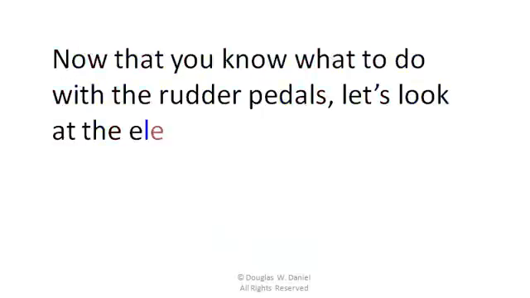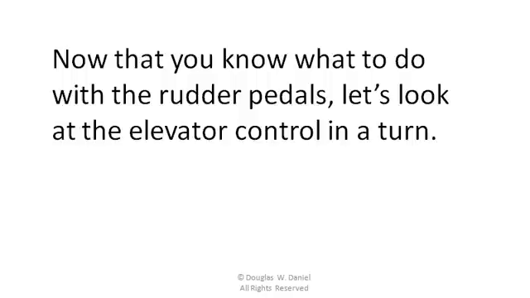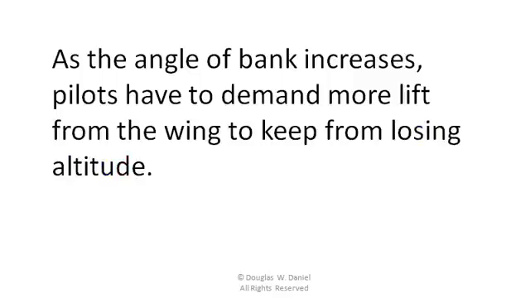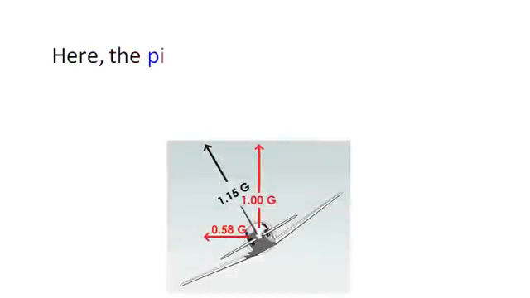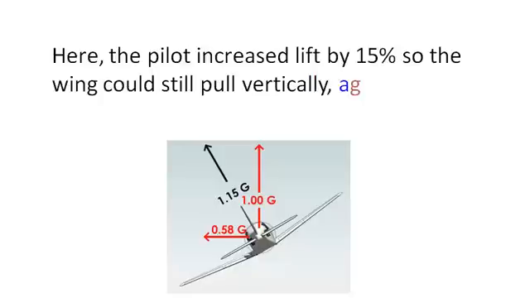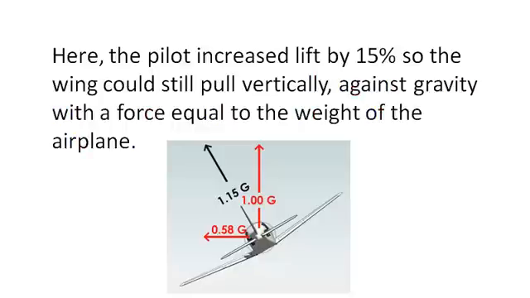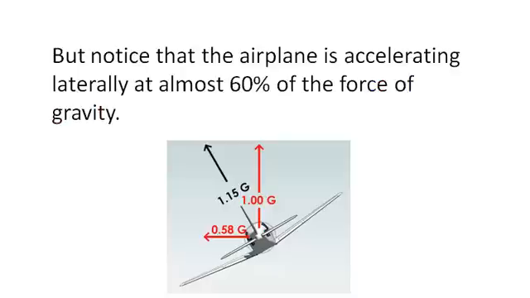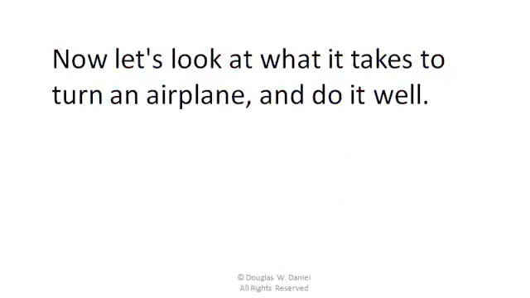Now that you know what to do with the rudder pedals, let's look at the elevator control and turn. As the angle of bank increases, pilots have to demand more lift from the wing to keep from losing altitude. Here the pilot increases lift by 15%, so the wing could still pull vertically against gravity with a force equal to the weight of the airplane. But notice that the airplane is accelerating laterally at almost 60% of the force of gravity. Now let's look at what it takes to turn an airplane and do it well.